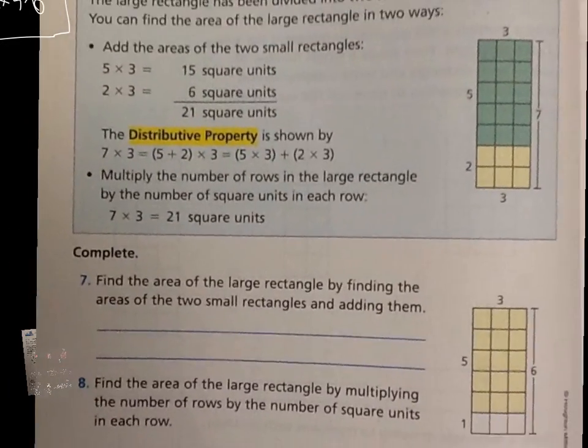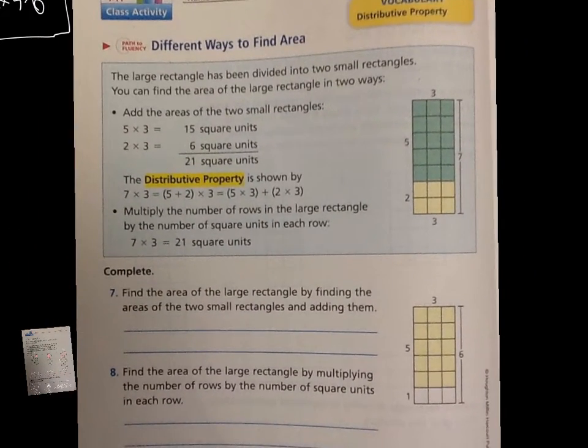All right, so let's get this page out of the way. Let's go over different ways to find area. It says the large rectangle has been divided into 2 small rectangles. If you see the 2 small rectangles, here's one, and here's the other. That's what it means. Kind of what we did back in the last page where we just divided it ourselves. It says add the area of the 2 small rectangles. So we have a 5 by 3 here and a 2 by 3 there. So it equals 21 square units.